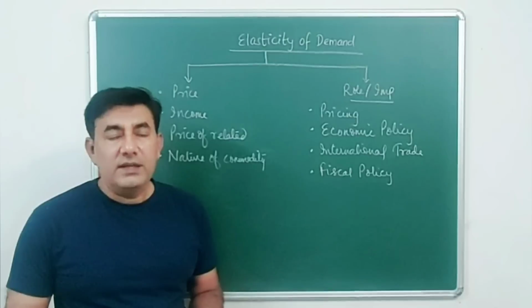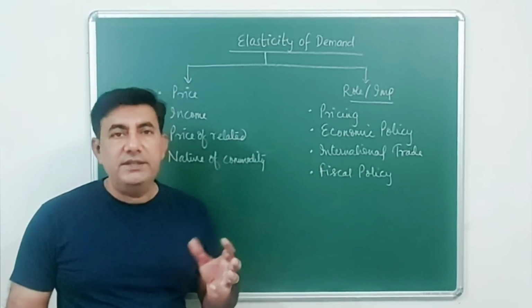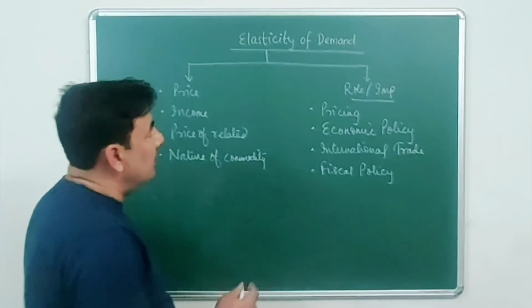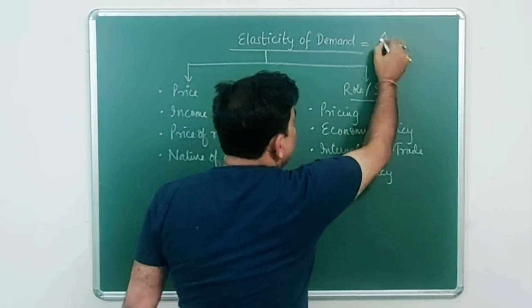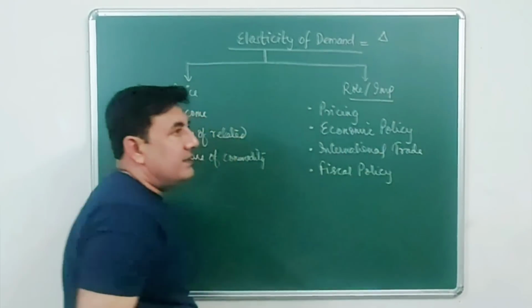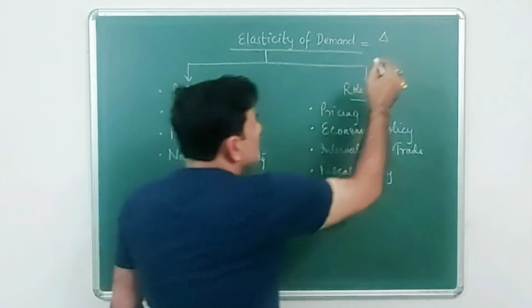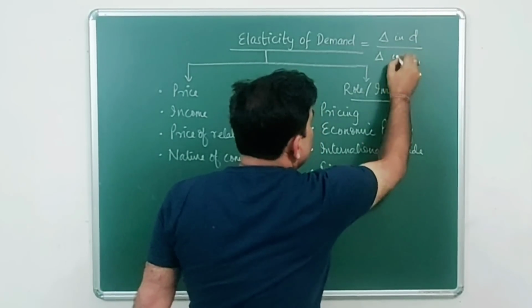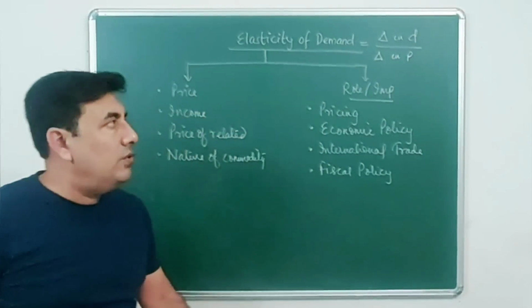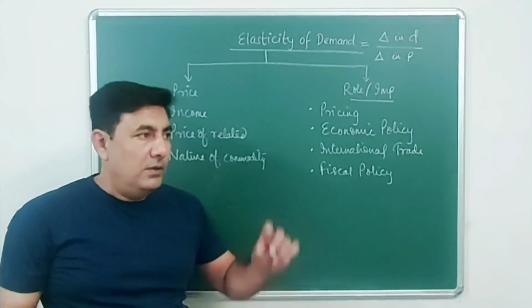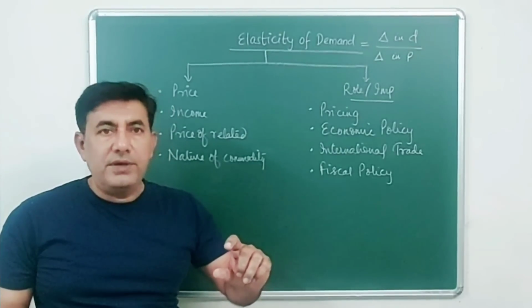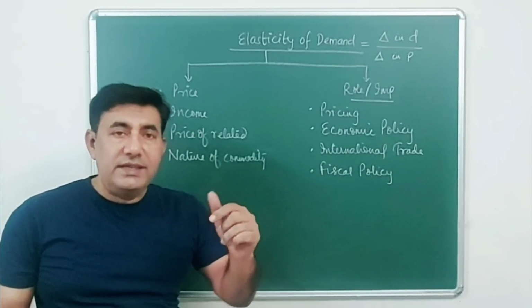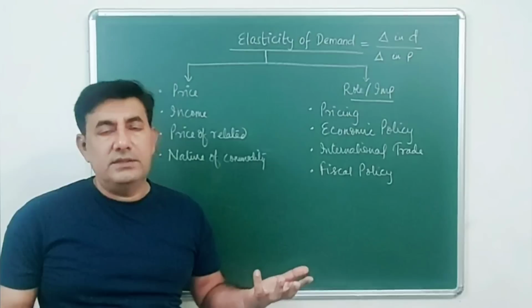Elasticity of demand. Now, what is the elasticity of demand? It is the degree of change in the demand due to change in price. It is so simple. We can write a very simple formula, that is, delta, which stands for change. So change in demand by change in price. It is nothing but a ratio between the change in demand and the change in price: how much demand changes with a particular change in the price. So that is elasticity of demand.